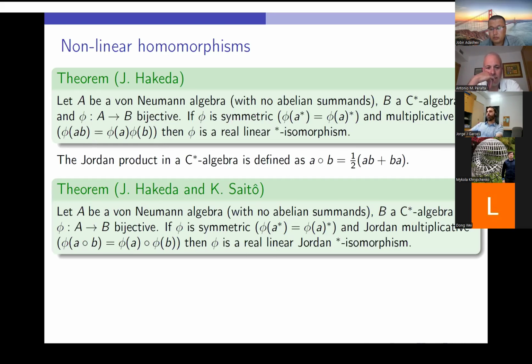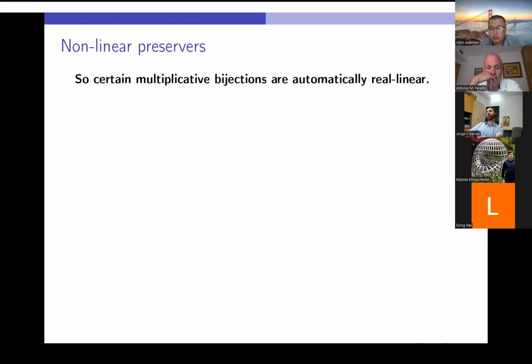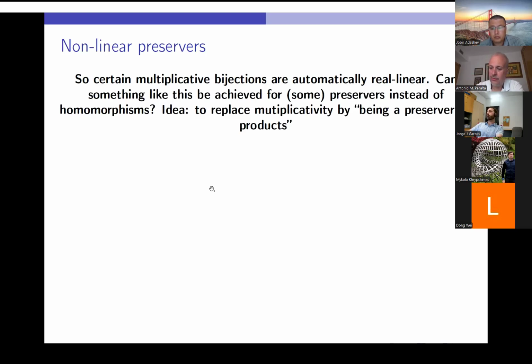So we have seen that some multiplicative bijections between operator algebras, that is going to be our setting, are automatically really linear. So maybe we can try to do this for some preservers instead of multiplicative mappings. So the idea is we are going to replace multiplicativity by being a preserver on products. That's the idea.